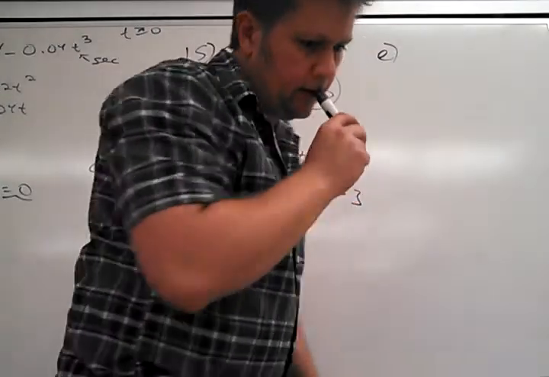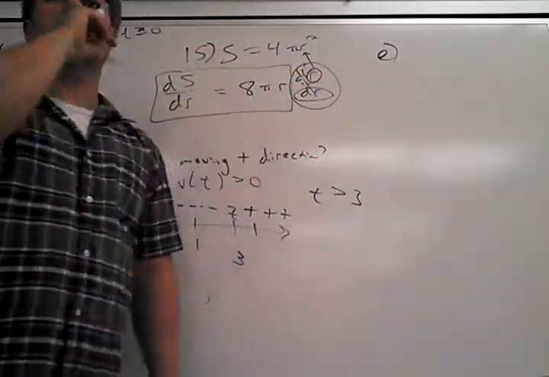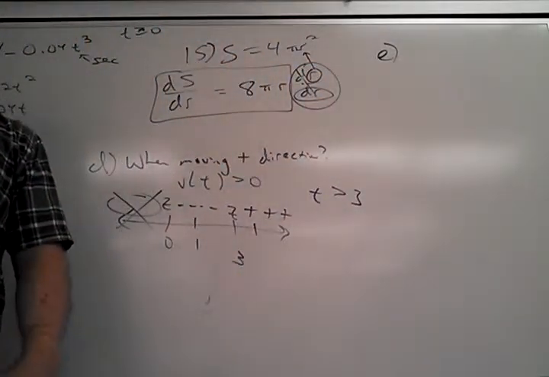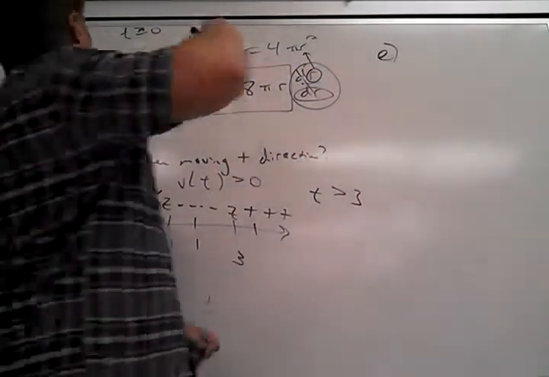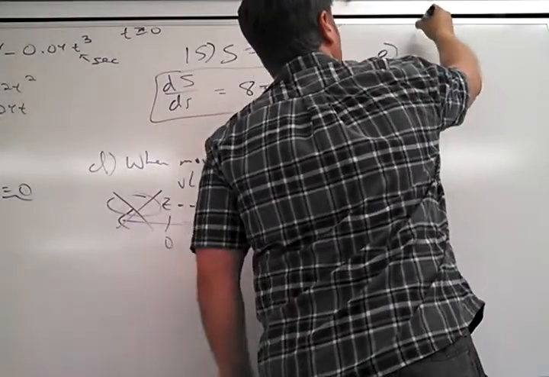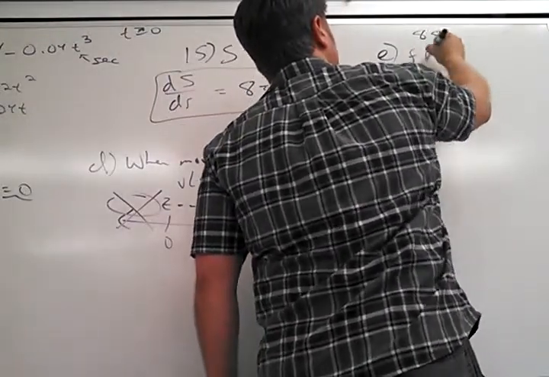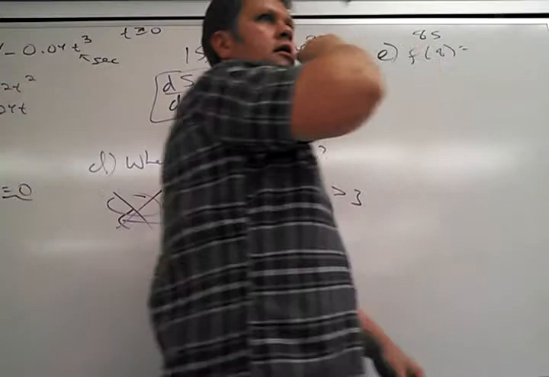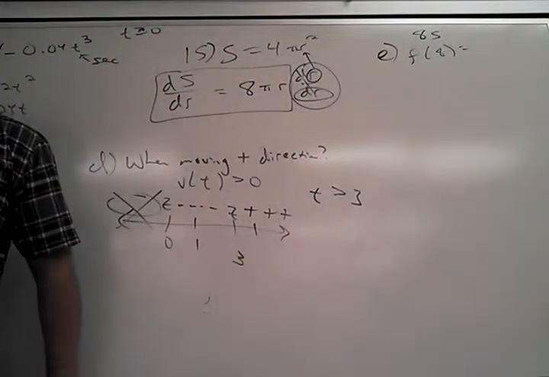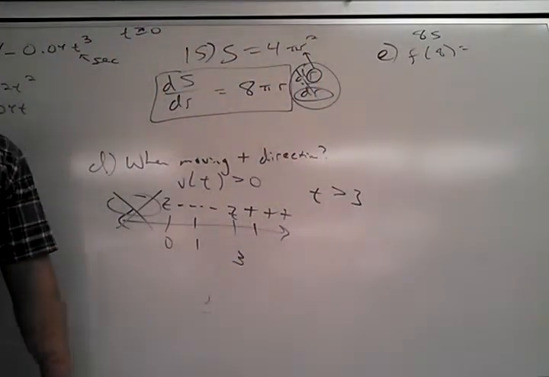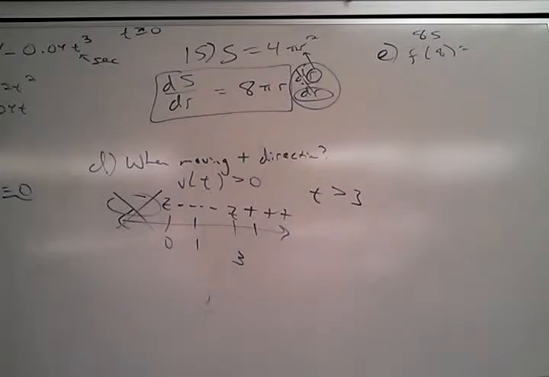E is the weird one, because it says find the total distance traveled. And the mistake people make is they'll just do, okay, total distance at 8 seconds. Let me just plug an 8 in here. And that's completely wrong. Because that function tells you where it is. It doesn't tell you how far it's traveled.